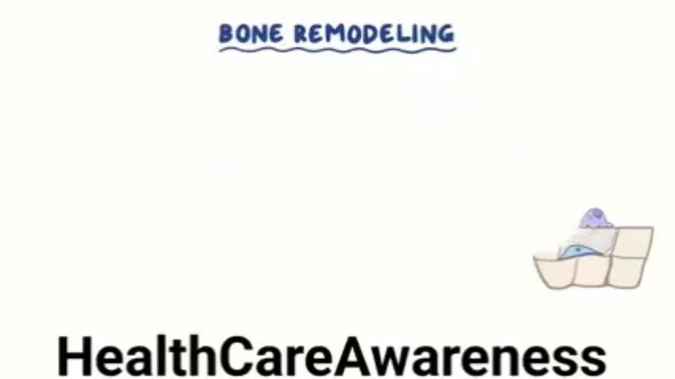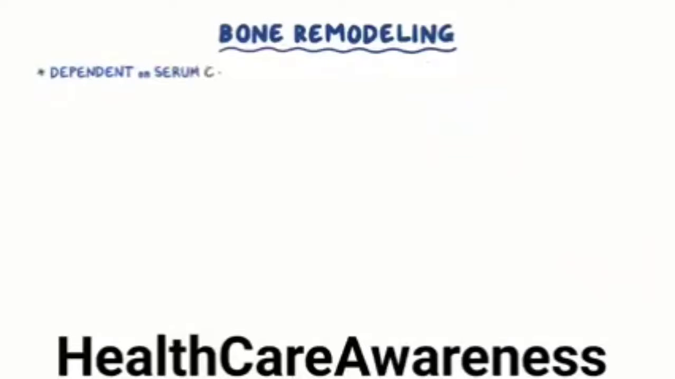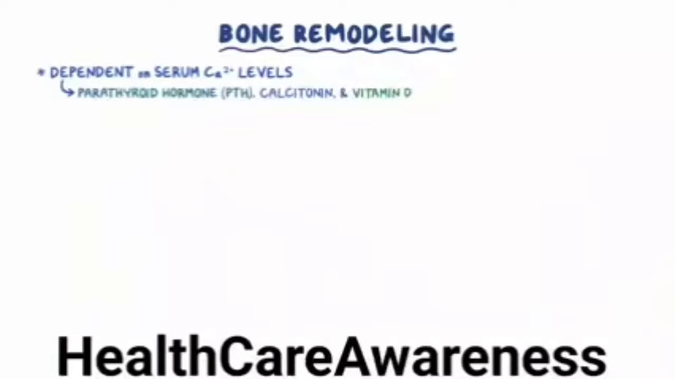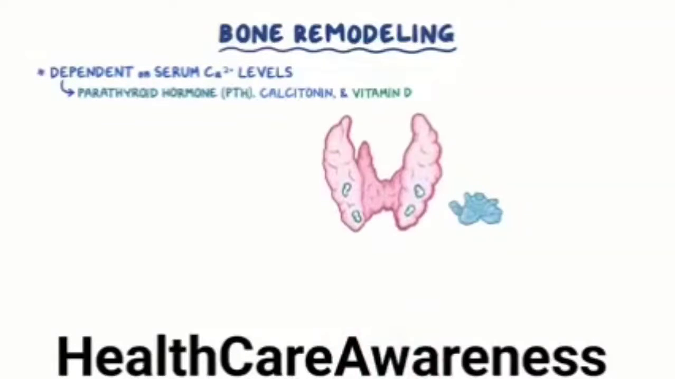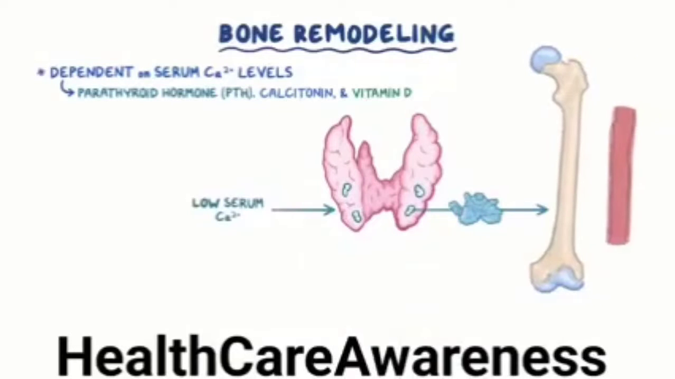Bone remodeling as a whole is highly dependent on serum calcium levels, which in turn are kept in the normal range by a balance between parathyroid hormone, or PTH, calcitonin, and vitamin D. Parathyroid hormone is produced by the parathyroid glands in response to low serum calcium, and it increases bone resorption to release calcium into the bloodstream.